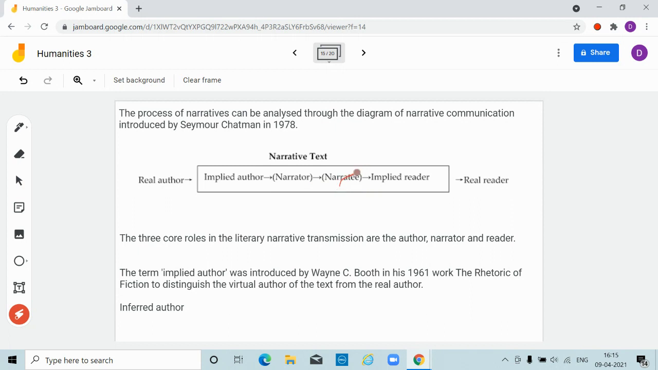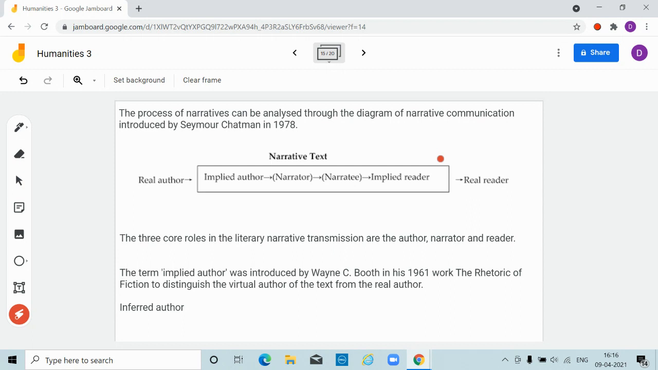And the story is told not just to the narratee but also to an implied reader. Now, what do you mean by an implied reader? Again, this is not a real person. This is the reader that was in the mind of the author while he was writing the work. The intended reader would be the correct term.